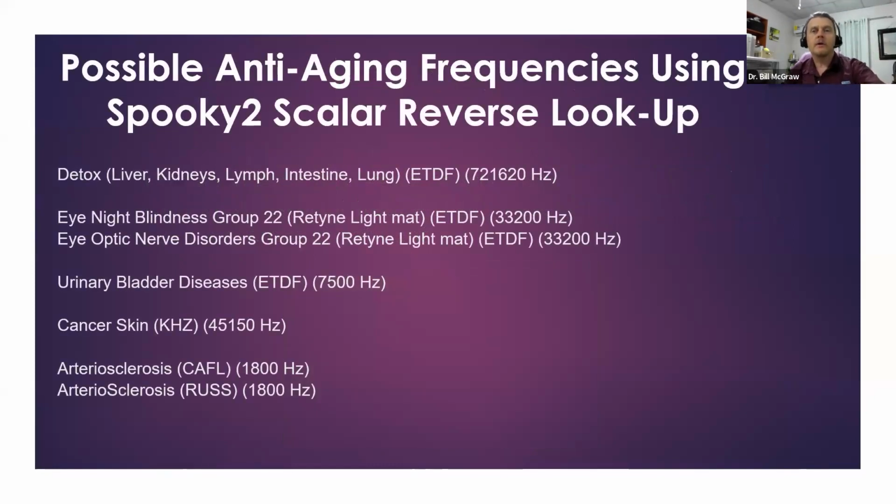Now, when you do your reverse lookup, you discover anti-aging frequencies that show up. For instance, this frequency 721620, which is part of the treatment process, is associated with this detox: liver, kidneys, lymph, intestine, lung. Well, this is an anti-aging frequency associated with this program. You can then use it on remote because it's a resonant frequency for your body, according to the scalar scan that we use to determine the resonance of this frequency.